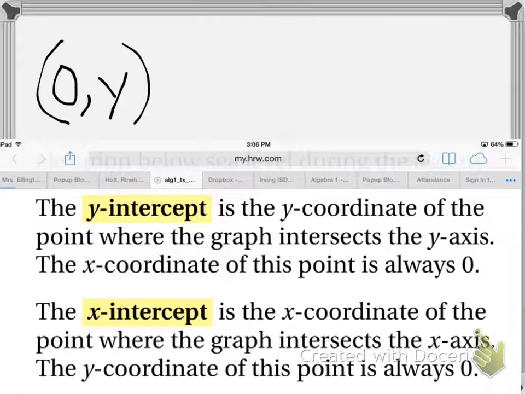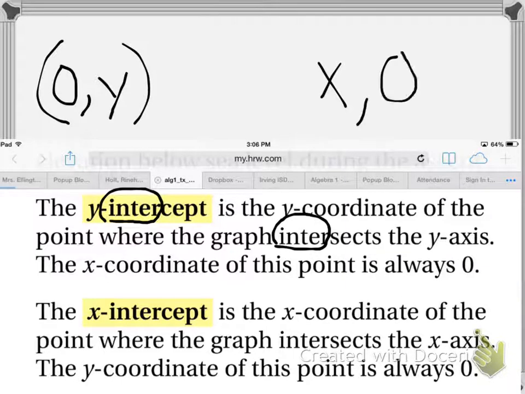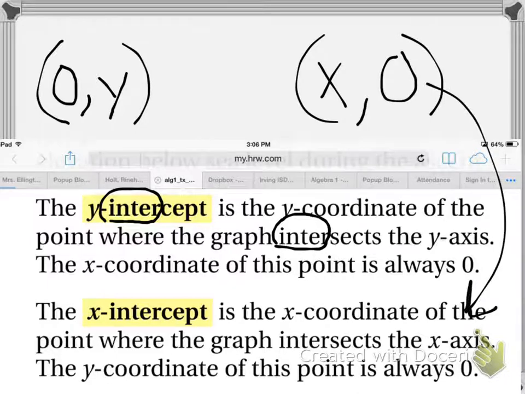And notice the word intercept and intersect have the same prefix. That's the word that means cross something, to cross a line or to cross an ocean or to cross a bridge. Intercept, intersect. Then you have your x-intercept, which is the x-coordinate of the point where the graph crosses the x-axis. And the y-coordinate of this point is always 0. Okay? So it would be x, 0.